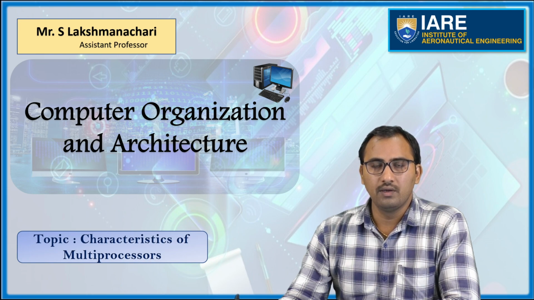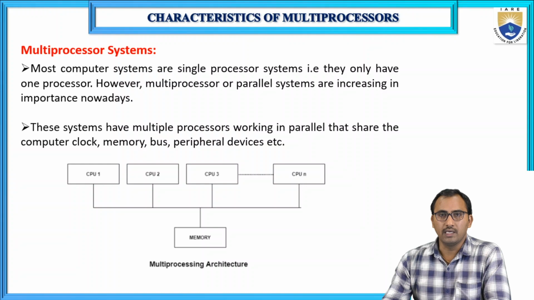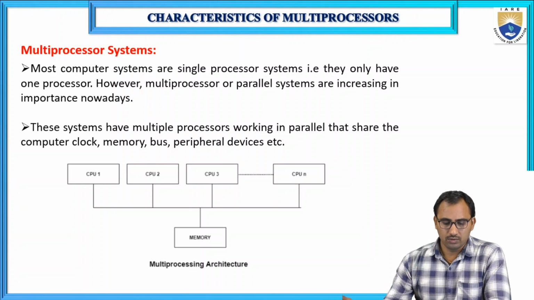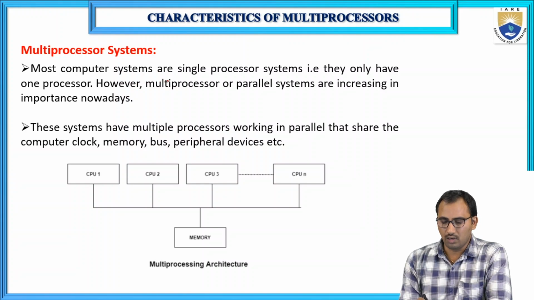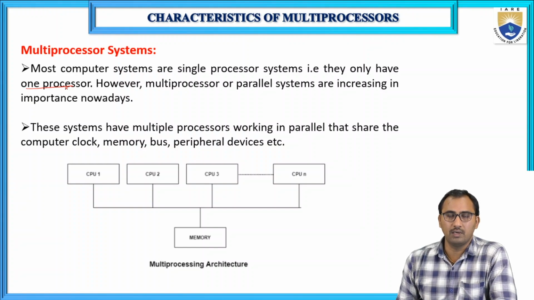In this lecture, we are going to discuss the characteristics of multiprocessors. Multiprocessor means a computer system which has two or more CPUs. Most computer systems are single processor systems, that is, they only have one processor. That means the system which has only a single processor is called a single processor system.